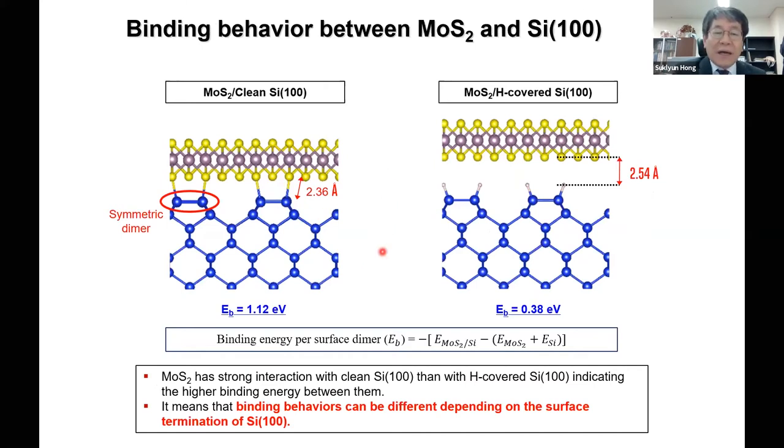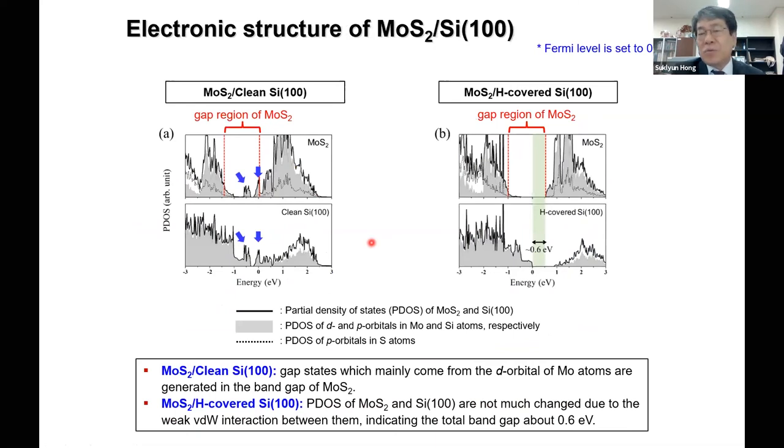Here we can find molybdenum disulfide has a strong interaction with the clean surface, which has higher binding energy compared to the other case, where molybdenum disulfide is located on the hydrogen-covered silicon surface. And as I mentioned, the different binding behavior occurs depending on the surface terminations. This is the electronic structure of these systems.